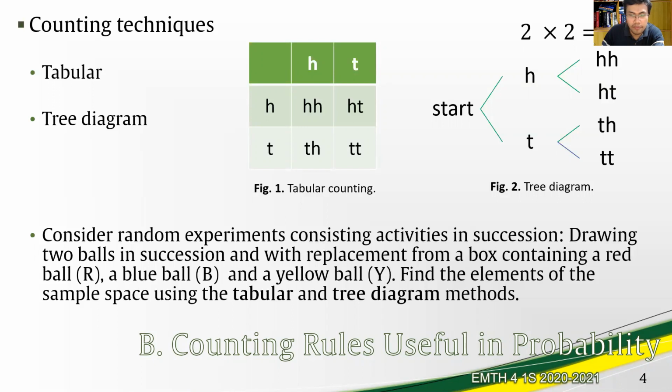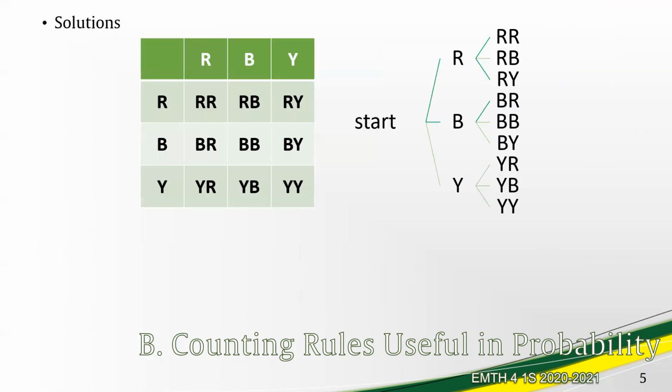What happens now if two activities are done in succession to comprise a random experiment? This is the case of drawing two balls in succession, where the drawn ball is returned to the collection drawn. What are the elements of the sample space for this kind of random experiment? Now, using the table and tree diagram methods, we have the results as shown.